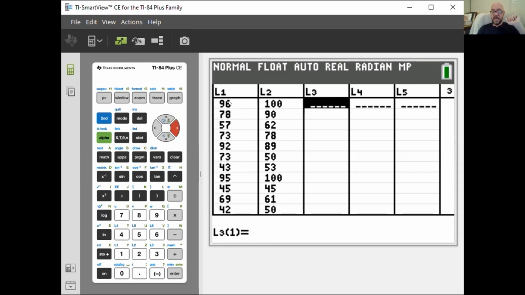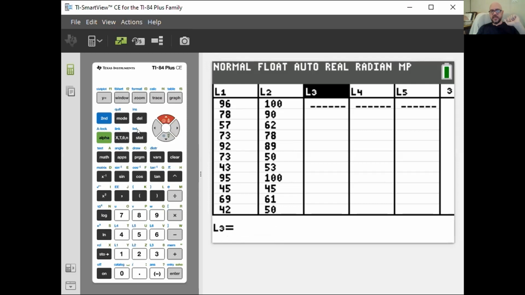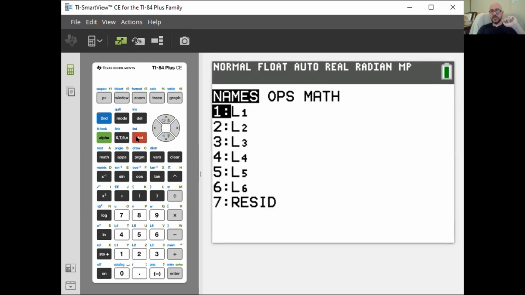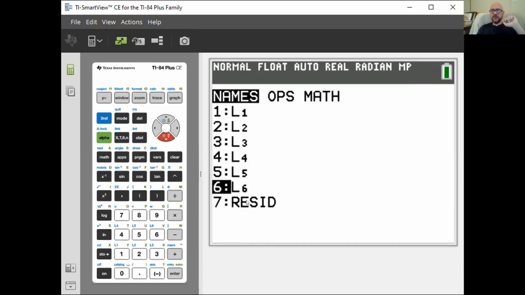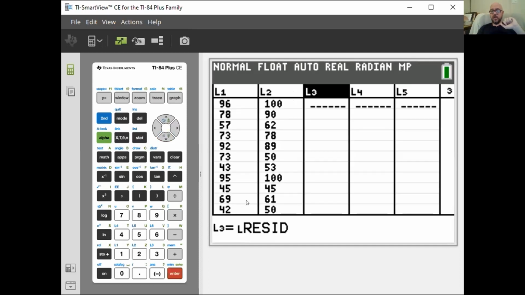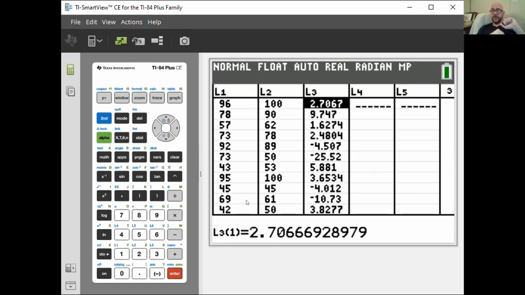So I'm going to go up into the header of L3 here. Again, not in the main column, I'm up in the header. And then I'm going to go to list, not stat, but the second function of stat, which is list. And resid is the thing you're looking for. That, of course, stands for residuals. And if I just put resid in here, it'll find them all for me.